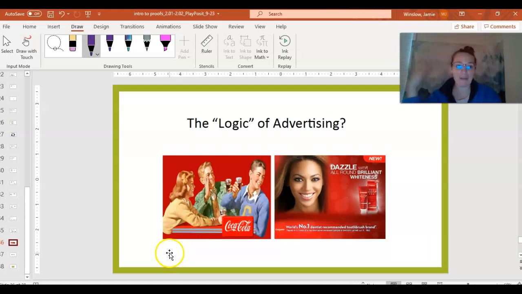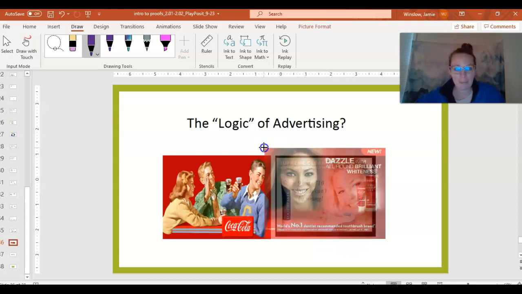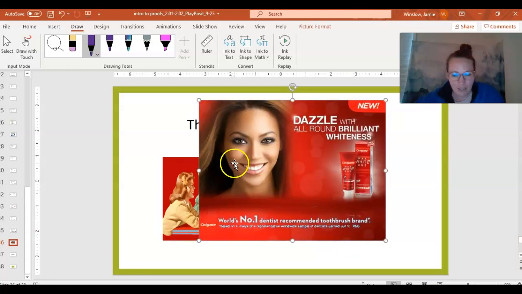Everything around business and advertising is always trying to get you to buy into what they're selling or what they're proposing. Check out this one. This is Beyonce, right? And she did this advertisement for, I think this is Crest. Oh, it's Colgate. It does say, this is interesting, at the bottom, world's number one dentist recommended toothbrush brand. And then there's a clause so tiny you can't even see it. Let me see if I can make it bigger to read it. Barely, it says based on surveys of representative samples of dentists worldwide carried out by P&G.